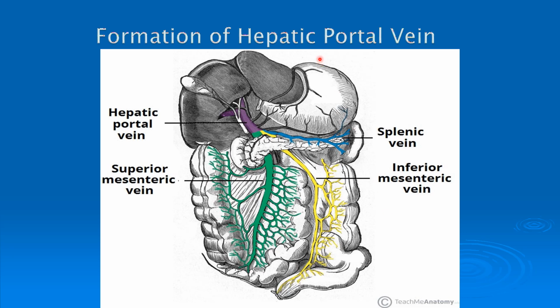One point about the formation of the hepatic portal vein, which is anatomically and clinically important. This is the hepatic portal vein. It is formed by the superior mesenteric vein. You can see the supply of the superior mesenteric vein to the small intestine and to the upper part of the ascending colon, and the inferior mesenteric vein supplying the remaining part of the colon, and the splenic vein. All three veins together form the hepatic portal vein.